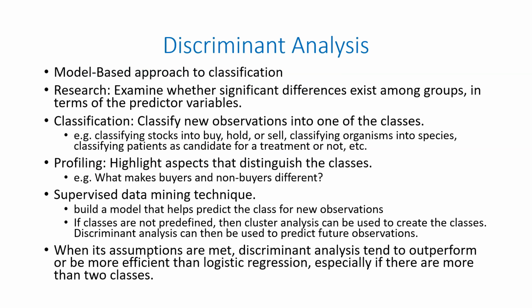Discriminant analysis is a classical statistical technique for classification that is model-driven, meaning that a model in the form of mathematical function will be produced by the technique for classifying observations, as in the case of logistic regression. The dependent or target variable for discriminant analysis is categorical or classes, and its independent variables are usually numeric, but can also be dummy variables if they are categorical. The technique can be used for research, classification, and profiling.